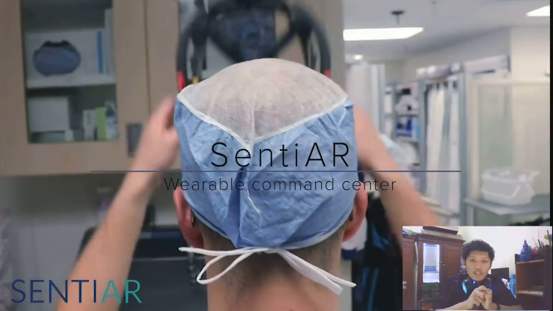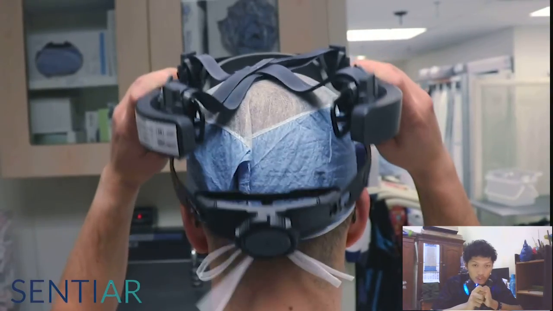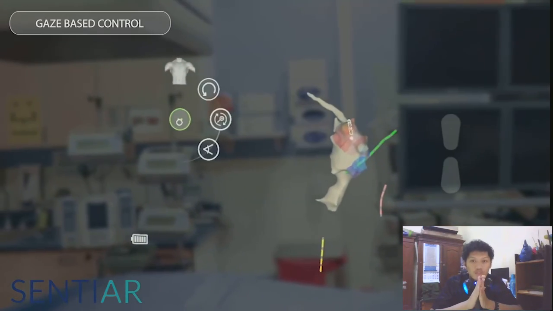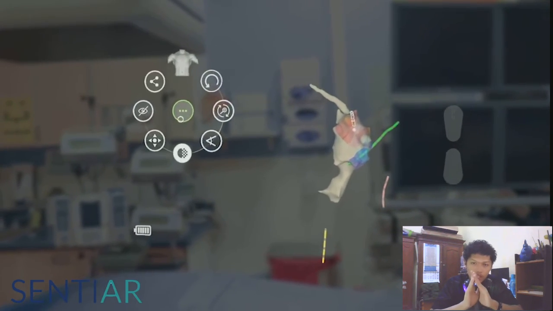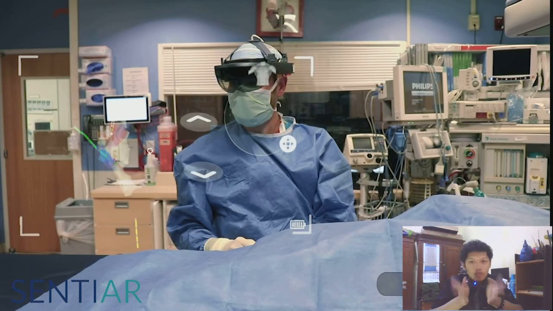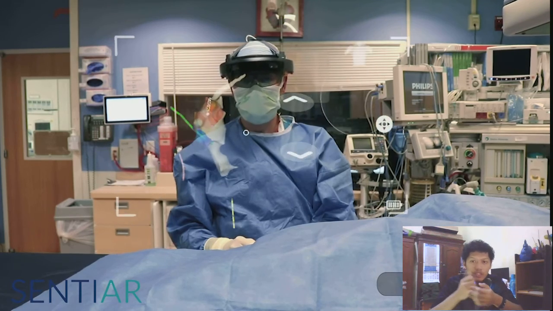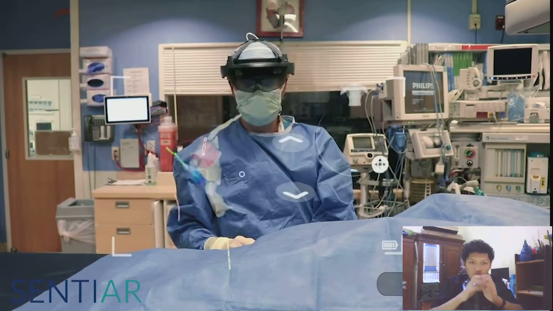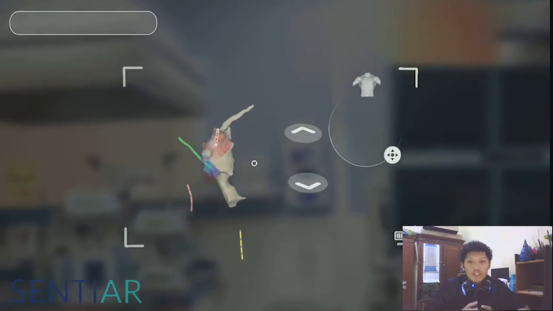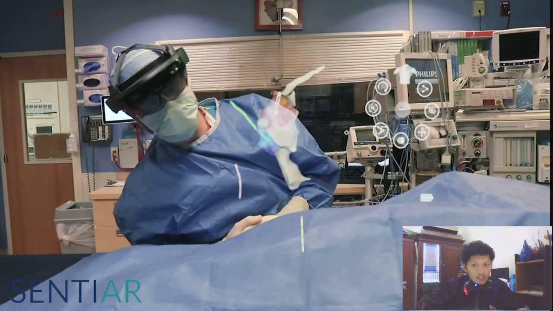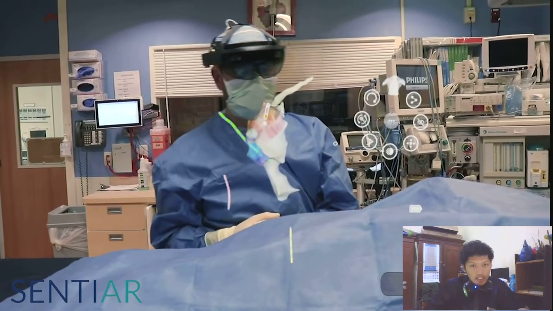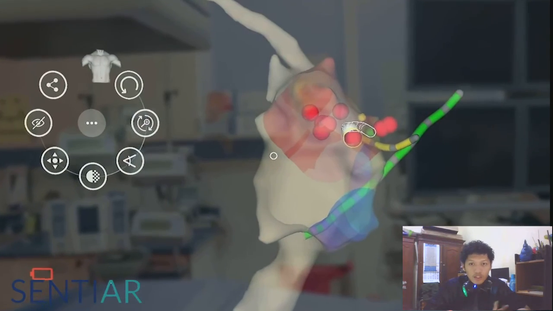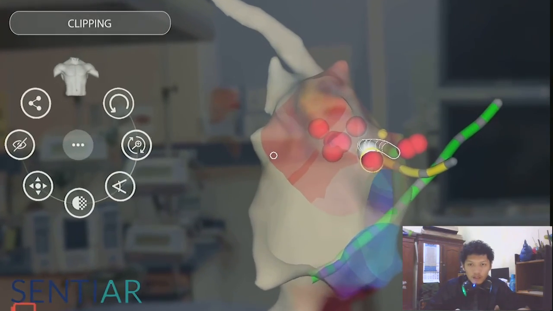Number one, Sentiar. Sentiar is developing a 3D visualization platform for interventional surgeries using real-time holography of patient anatomy. A husband and wife team at Washington University in St. Louis created software using a Microsoft HoloLens, forming Sentiar, the company whose holographic platform was initially used in catheter ablation procedures treating cardiac arrhythmia.